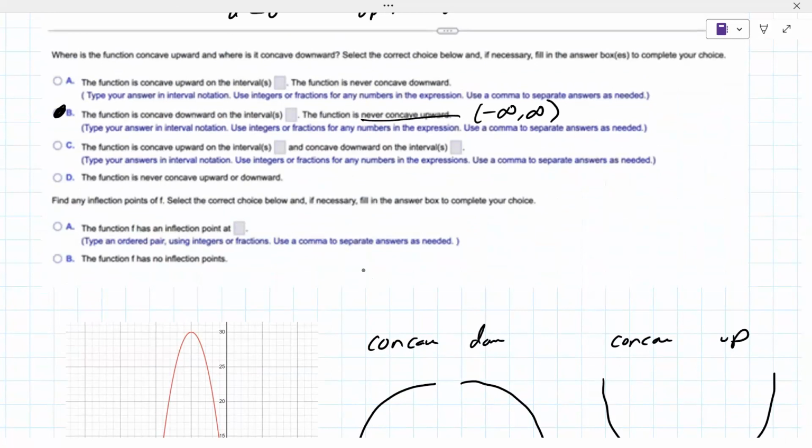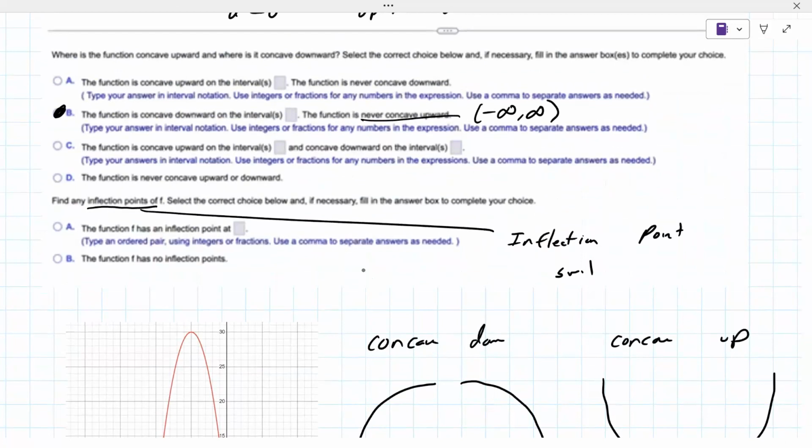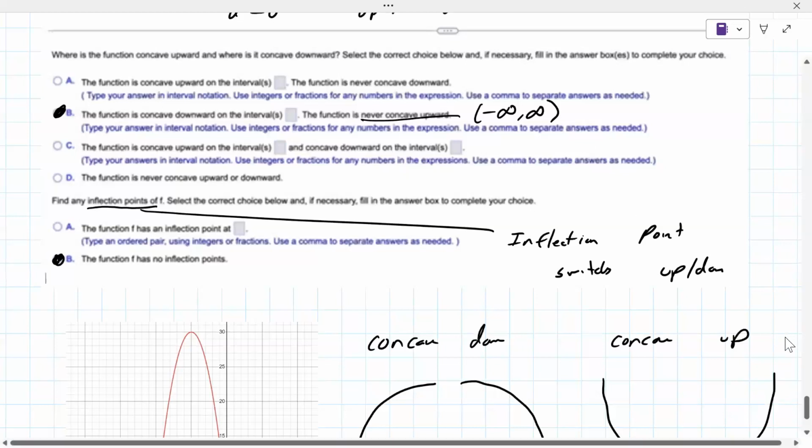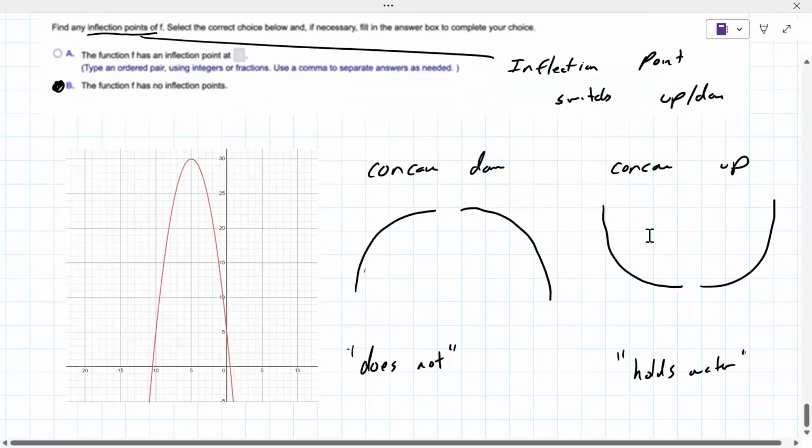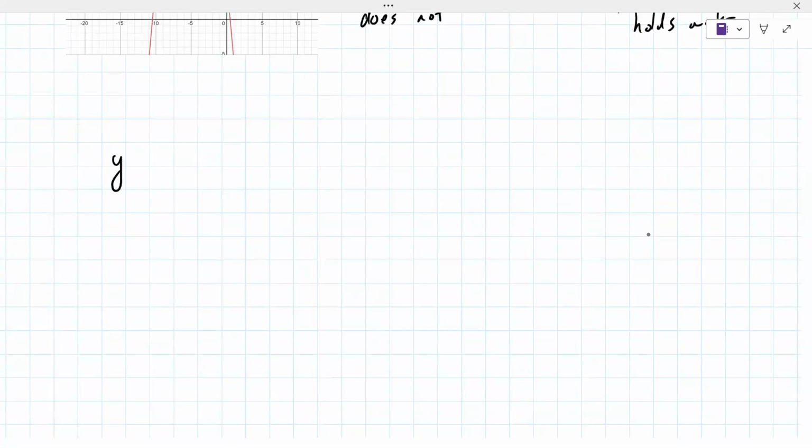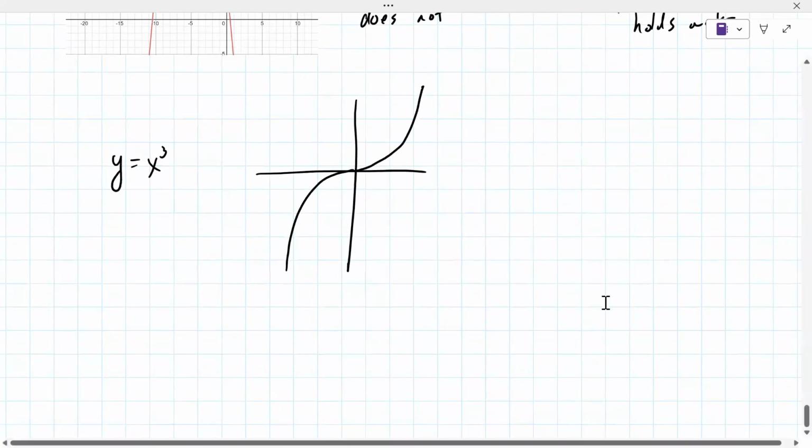The next part, it says find an inflection point. An inflection point is where it switches from concave up to concave down. This does not have any. You might be wondering, well, what is an inflection point? What would one look like? The graph y equals x cubed is the simplest one that has one. It's got one right there. It switches from does not hold water to holding water.